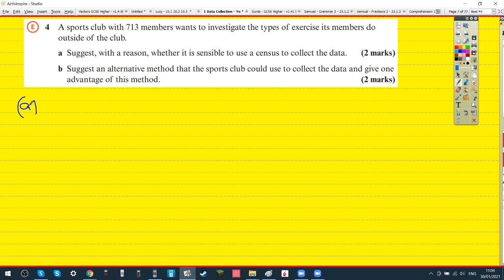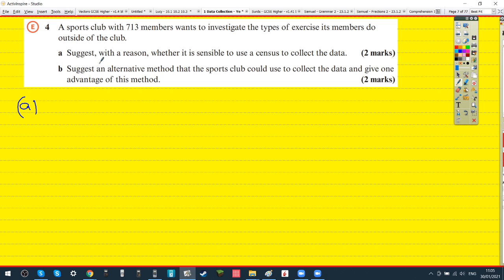Because it doesn't destroy like the census. That's why you can take samples from everyone, and it also doesn't take that long, does it? So you could also say it would take too long to do a census of all 713 members. And so you could argue it either way, so long as you support it with information.